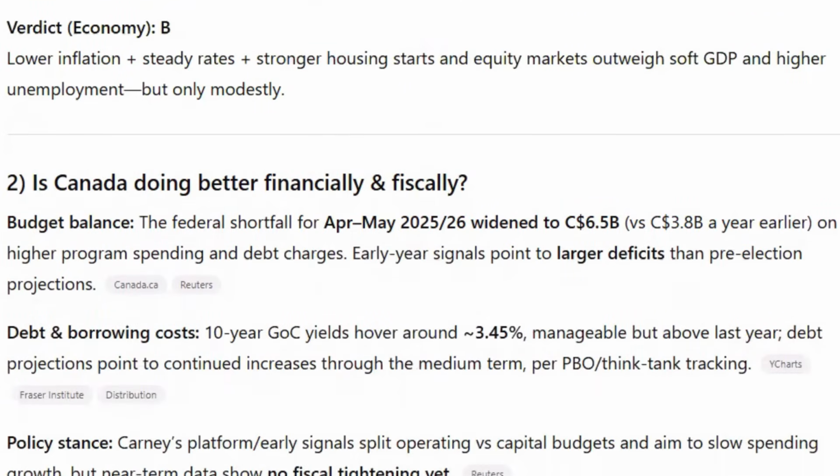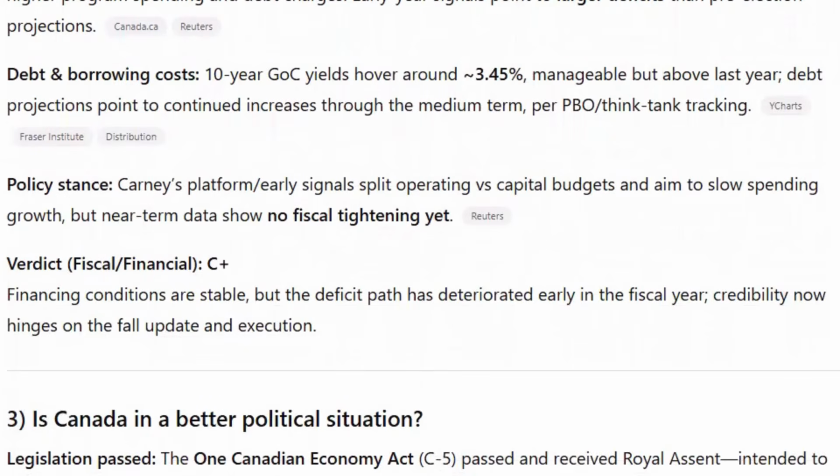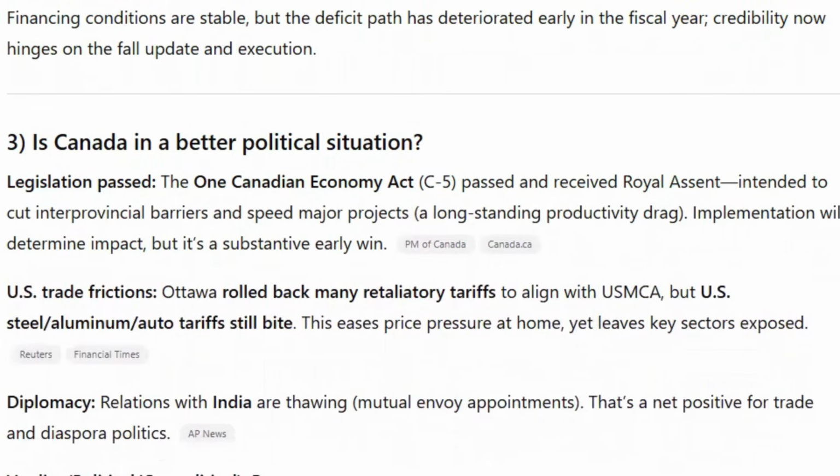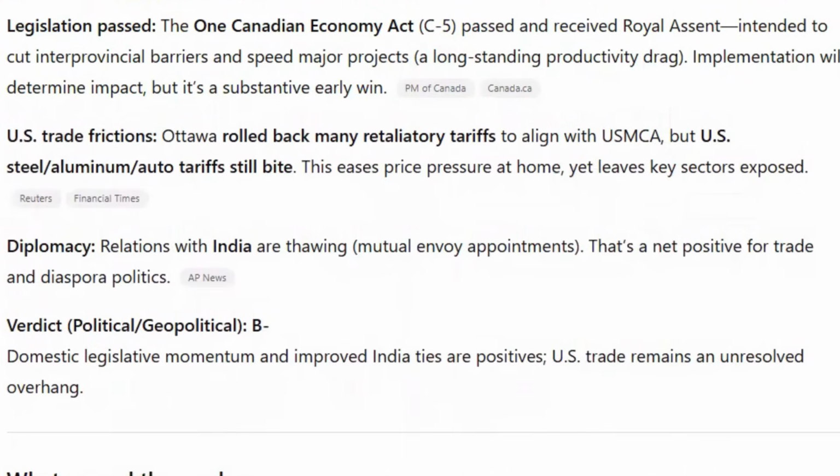Is Canada doing better financially and fiscally? We have verdict C plus. Financing conditions are stable, but the deficit path has deteriorated early in the fiscal year. Credibility now hinges on the fall update and execution. Let's see if we get a budget. Is Canada in a better political situation? Verdict B minus. Domestic legislative momentum and improved India ties are positives. US trade remains an unresolved overhang. And I'm surprised that China was not thrown into this consideration. Interesting.